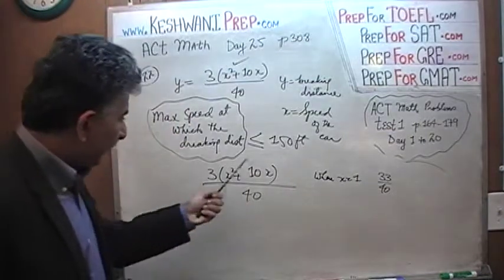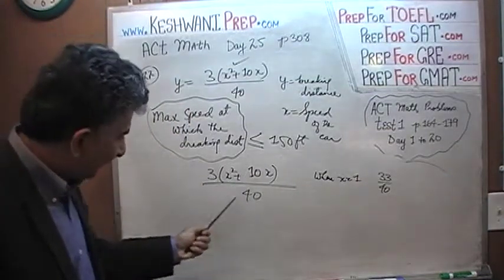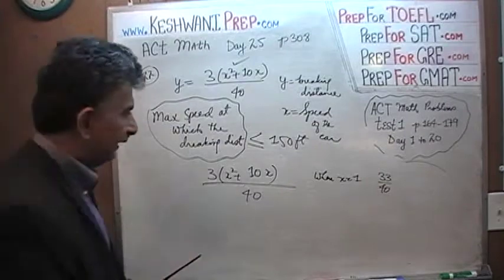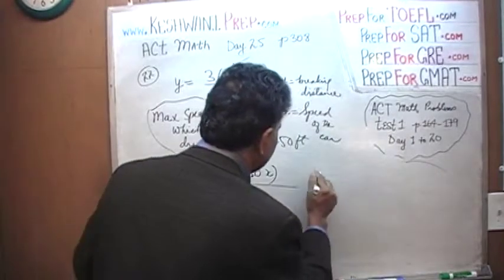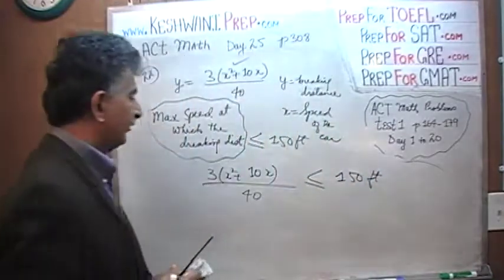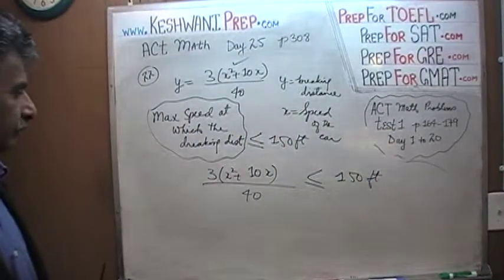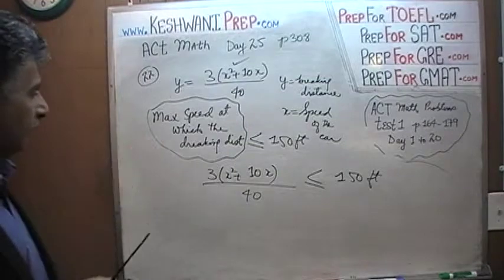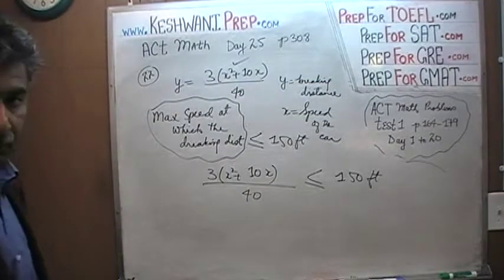The question is, what's the maximum speed that I can go so that this quantity is less than or equal to 150 feet. That's what we're looking for. That's all it is. Let's do it right here.